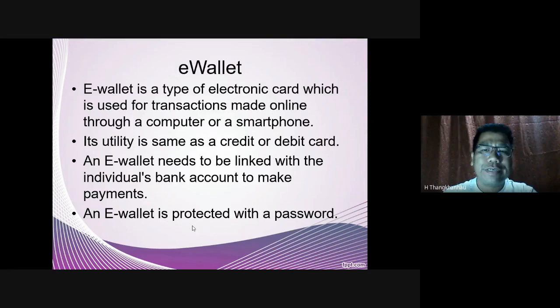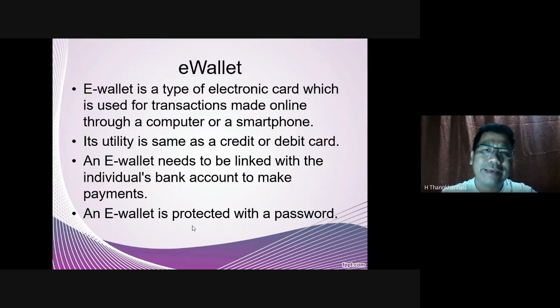Its utility is the same as a credit card or debit card. And then an e-wallet needs to be linked with an individual bank account to make payments, and an e-wallet is protected with a password. All right, so I don't know whether it's clear after reading all these things.